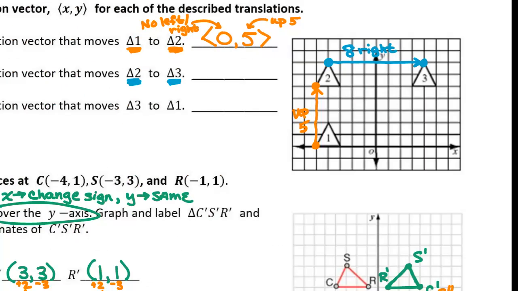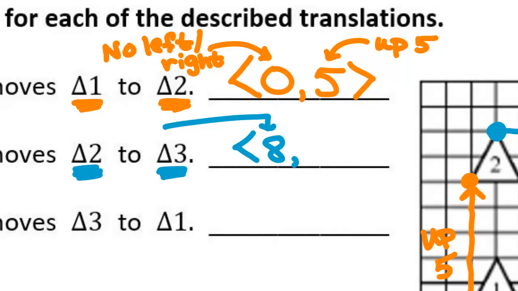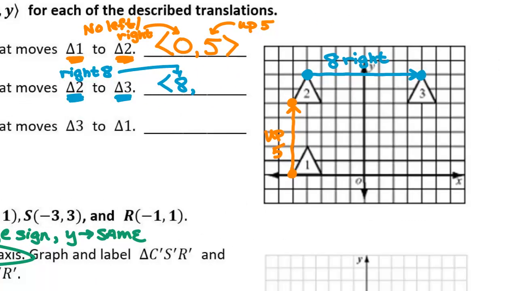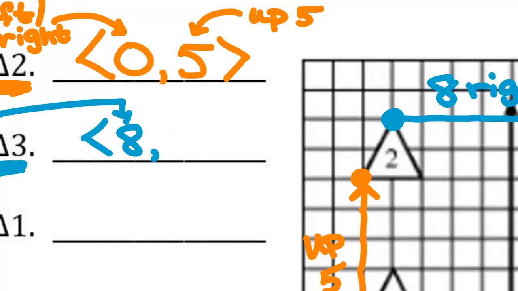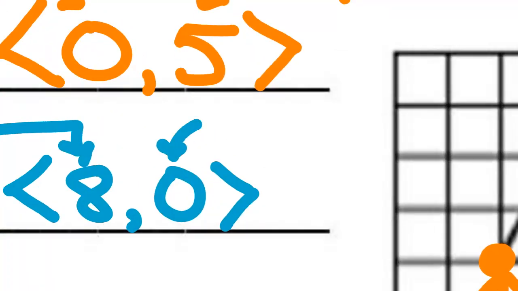So the first number inside my angle brackets is going to be a positive 8, because we went to the right 8. And that gets me all the way to triangle 3. I don't have to move up or down at all. So the second number inside the angle brackets is going to be a 0, because there's no up, down.